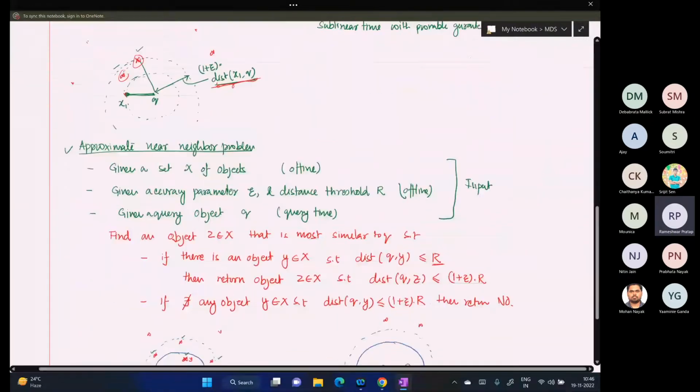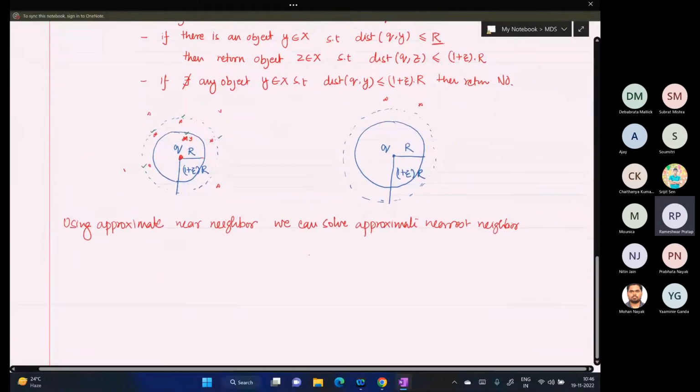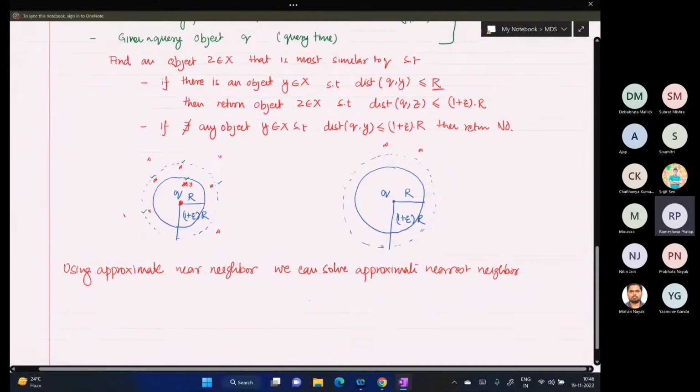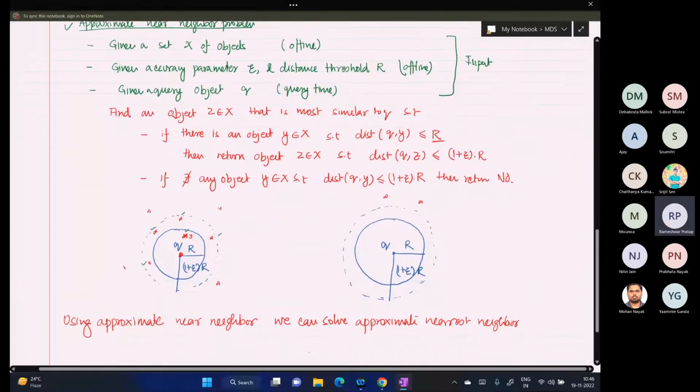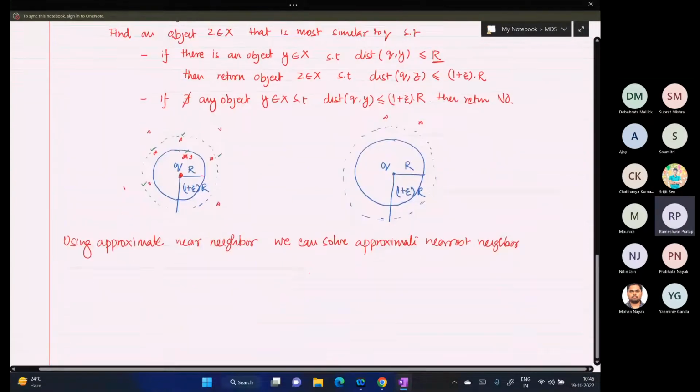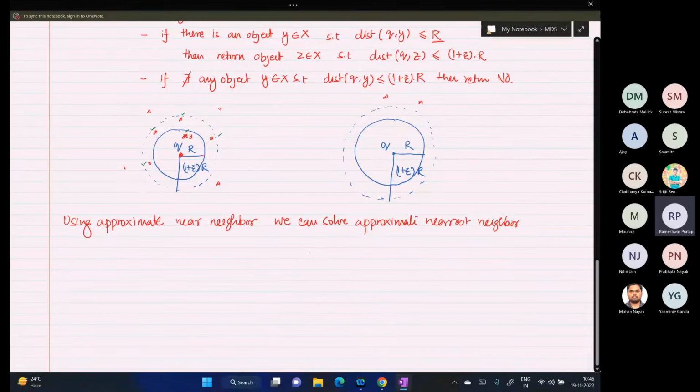Okay, very good. So basically, yes, you are on the right track. We'll use the algorithm that can solve this approximate near neighbor problem as a subroutine and try it out for different values of R. And how will we do it? I'm just going to elaborate.